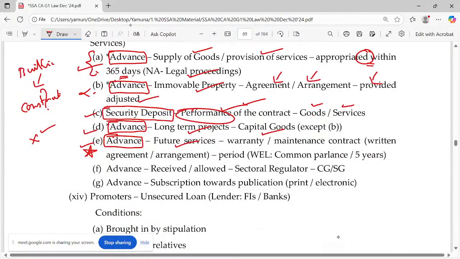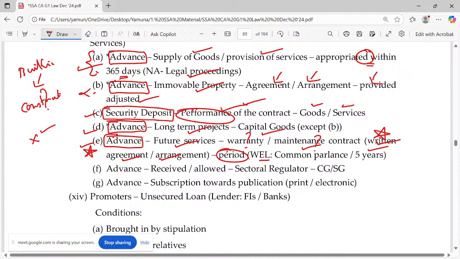Advance for future services, where it is not known whether the future services will come, it is in the warranty period, and if covered we will do it. Or some AMC, annual maintenance charges of contract, will be there. So related to any maintenance contract, it should be a written agreement. Please highlight this word, not oral. It should be a written agreement or any arrangement. And the period has to be considered whichever is lower of common parlance or 5 years.